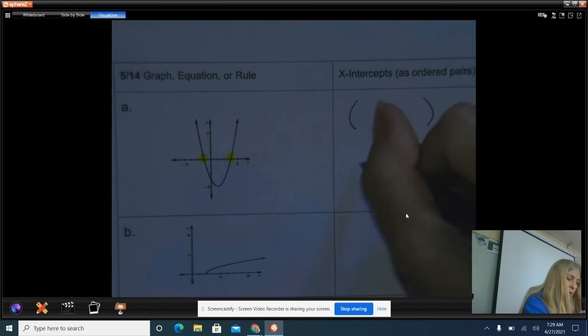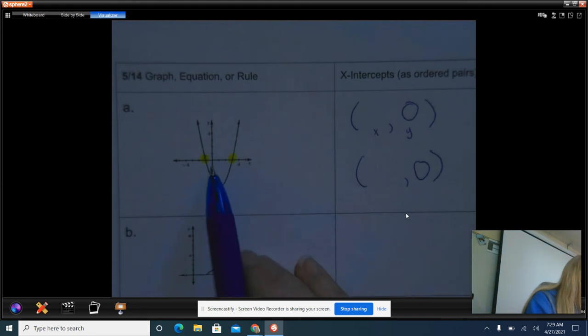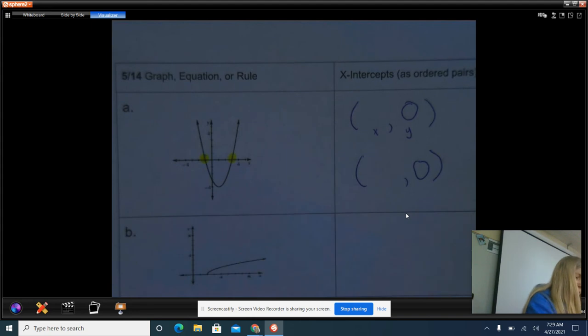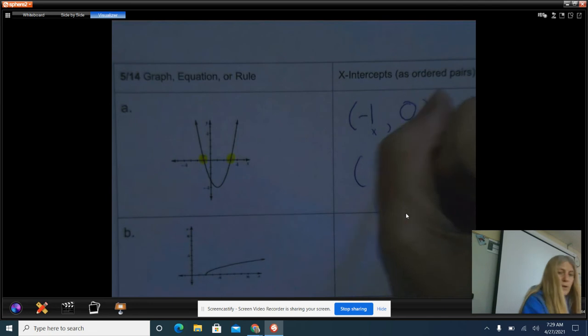So as you can see here, there's two x-intercepts. Once again, they both have zeros for y's. And I can see this first one is at -1, 0, and this second one is at 3, 0.